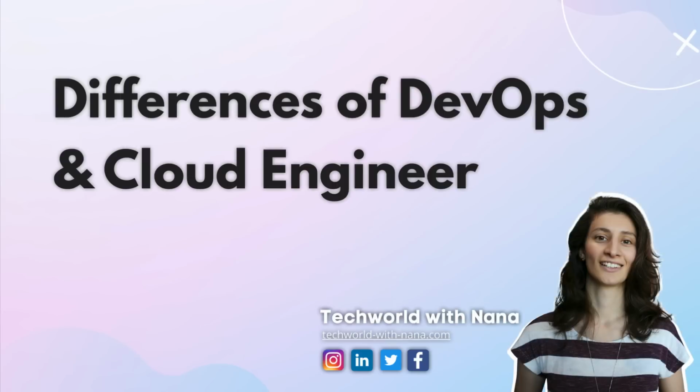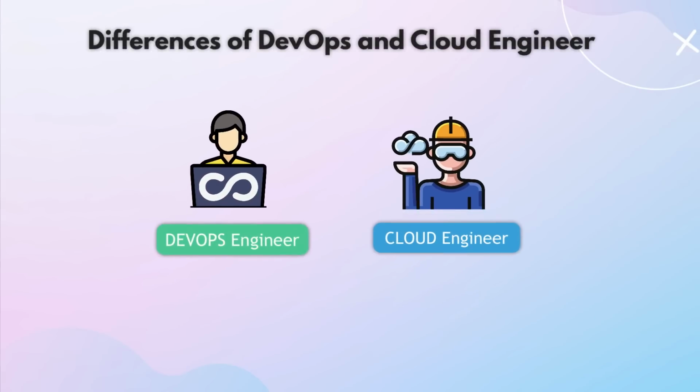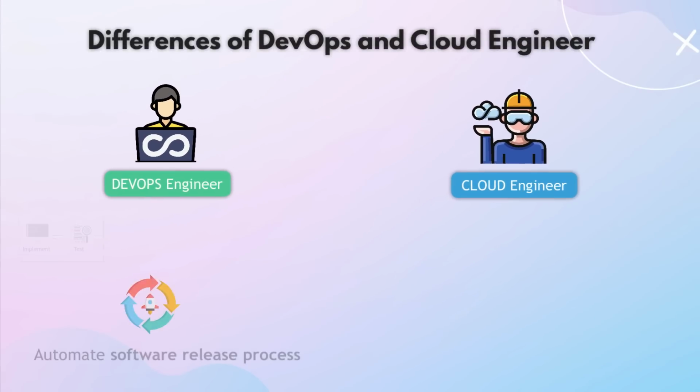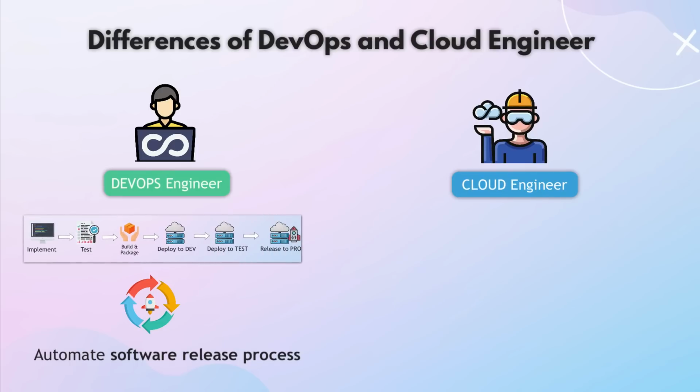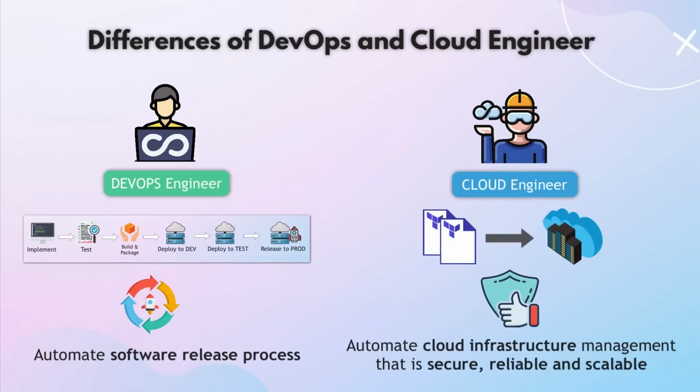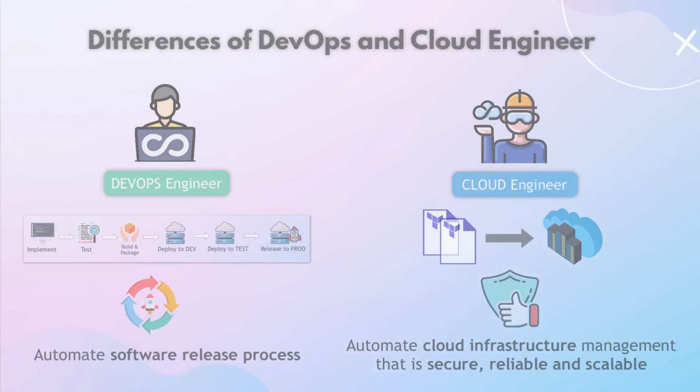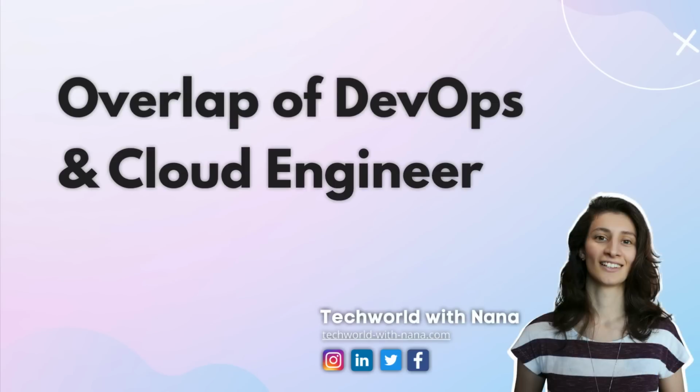Now, going back to the original comparison between DevOps Engineer and Cloud Engineer, to summarize the differences: DevOps engineers automate the software release process to make it faster, while Cloud engineers automate cloud infrastructure and management to make companies' cloud infrastructure reliable, fast and secure, easily recoverable, and so on. So obviously two very different objectives. But here is the overlap.